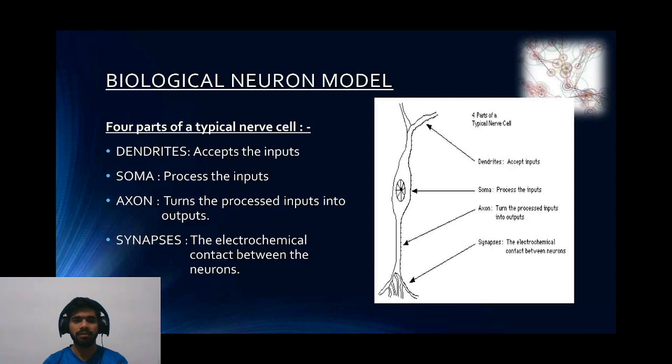So this is the diagram of the biological neuron model. Now, four parts of a typical nerve cell. First, dendrites, that accept the inputs, and soma, which processes the inputs, and axon, which turns the processed inputs into outputs, and synapses, the electrochemical contact between the neurons.